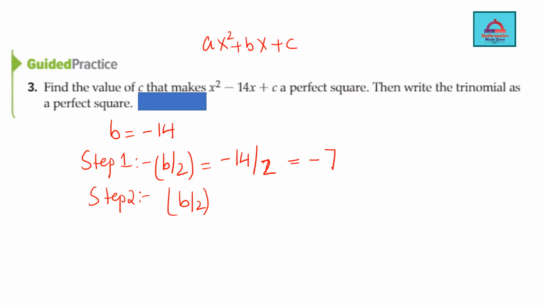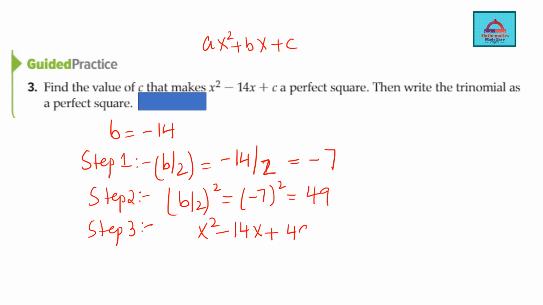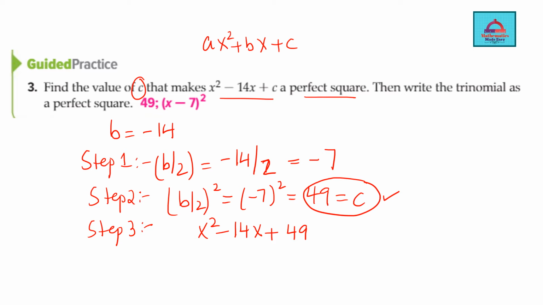So (b/2) whole square means (negative 7) square, which is 49. Step 3, you add this term to the given expression. So x square minus 4x plus 49. That means the value of c that makes this identity a perfect square is 49. So the c value is 49.